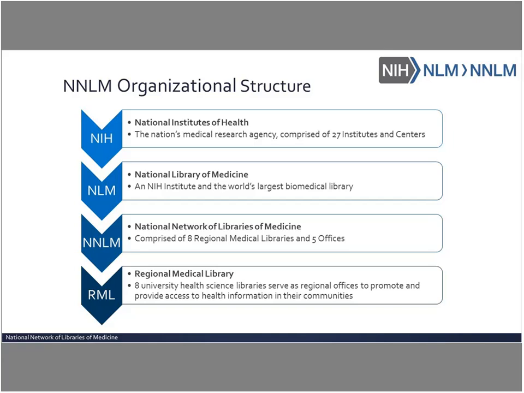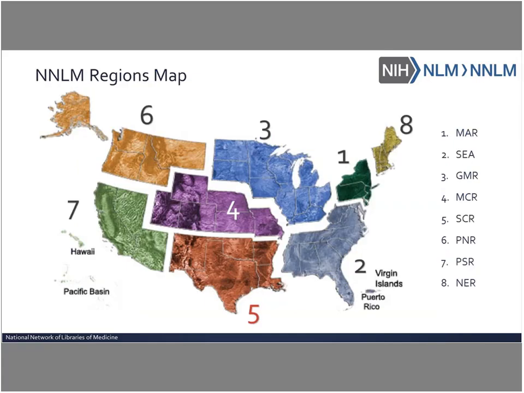In addition, the National Library of Medicine coordinates the National Network of Libraries of Medicine. We sometimes refer to ourselves as the NNLM, and we promote and provide access to health information in communities across the United States. This is carried out through a nationwide network of 8 regional medical libraries and 5 regional offices, as you can see on our chart. And here's a map to show our different regions. Our mission is to advance the progress of medicine and improve the public health by providing health information to health professionals and also to the public. And you can see all of our designated regions. NNLM has been serving the biomedical information needs of the nation for over 40 years.